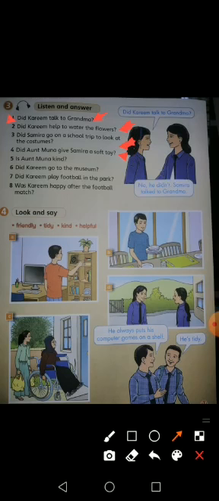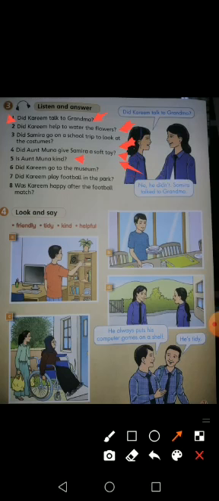Number 4. Did Aunt Mona give Samira a soft toy? So the answer is no, she didn't. Aunt Mona gave her a present, okay? What is the present? It is a doll, okay? Aunt Mona gave Samira a present, and the present is a doll. The present was a doll, right?